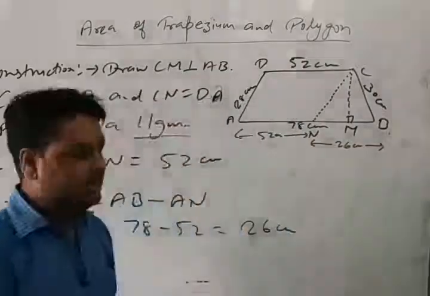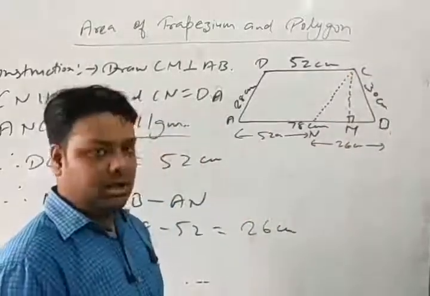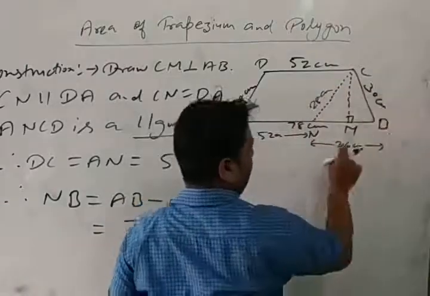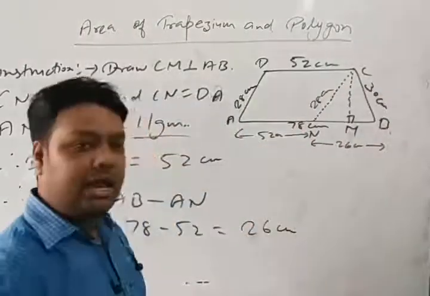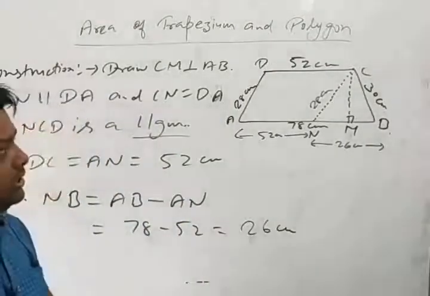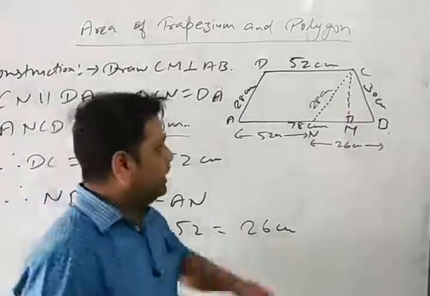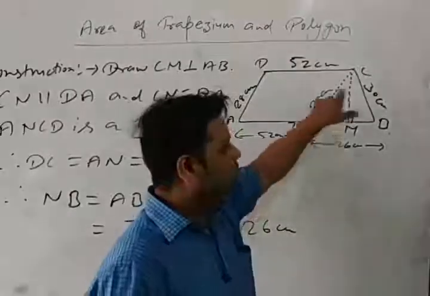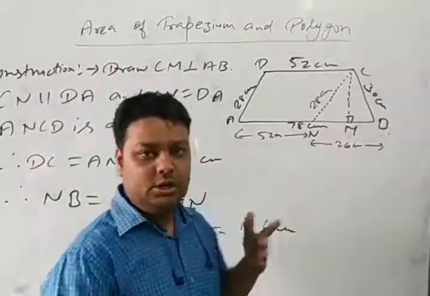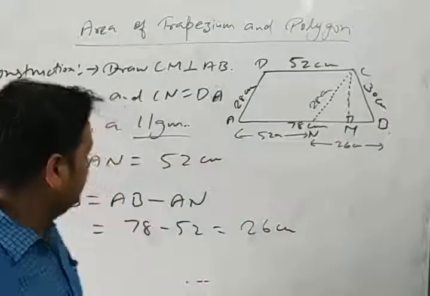Now you can see that in triangle BCN, all sides are given: CN is 28 centimeter, then 30, and this one is 26. Then it is a scalene triangle. For any triangle, in most cases if the triangle is scalene, we will use Heron's formula to find the area. But triangle BCN is also a right angle triangle with height CN and base NB. So then we will use the Heron's formula in this question. Okay, so let's see.